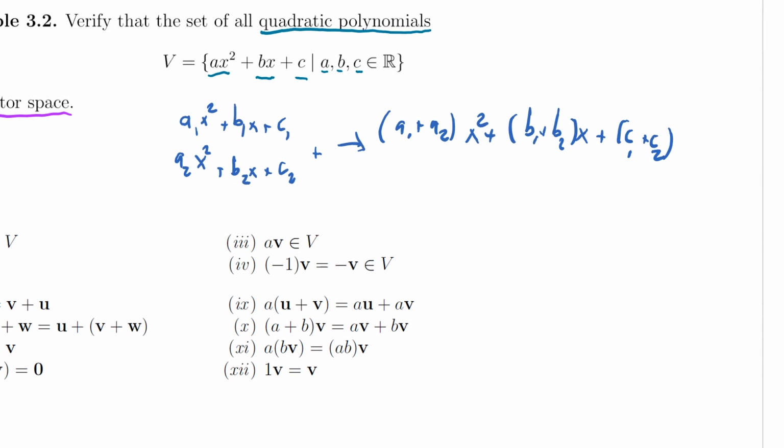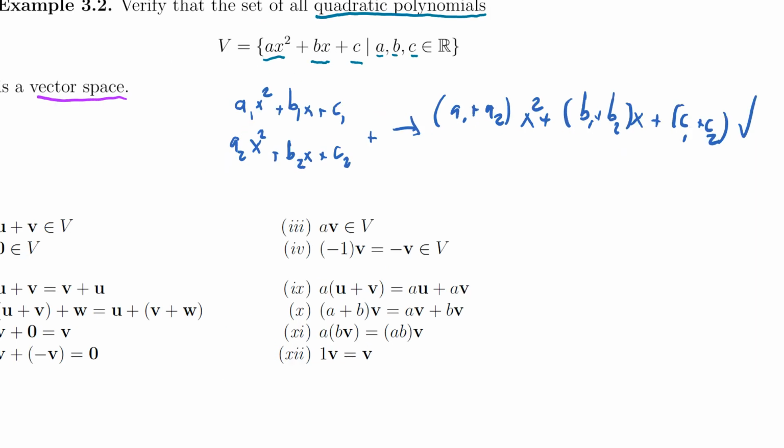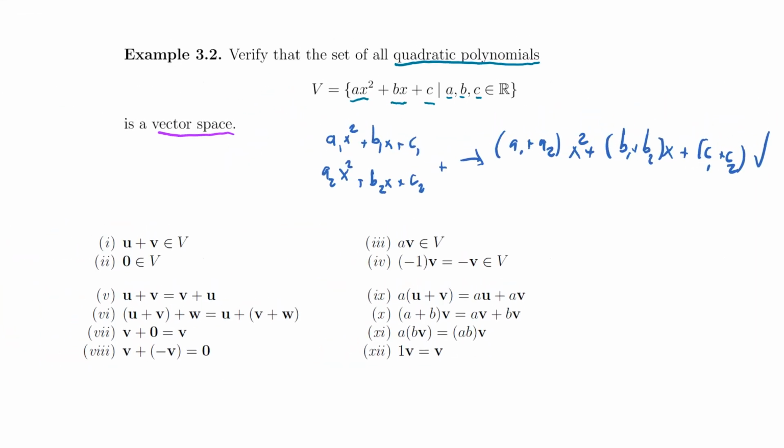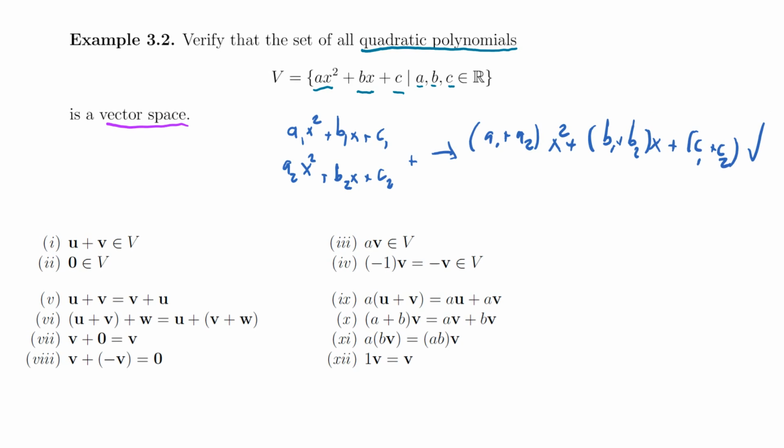This one is also a quadratic polynomial, so that means if I add any two quadratic polynomials, I'm going to get a quadratic polynomial. So I have this property. Quadratic polynomials are closed under addition. I also have a 0. If I have 0x squared plus 0x plus 0, that's going to be a 0. So my quadratic polynomials have the 0 vector.